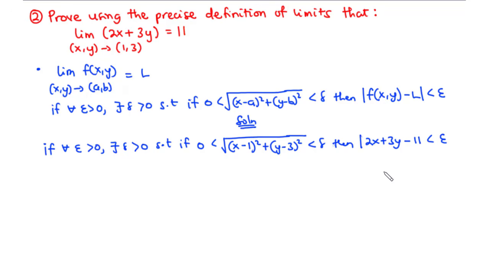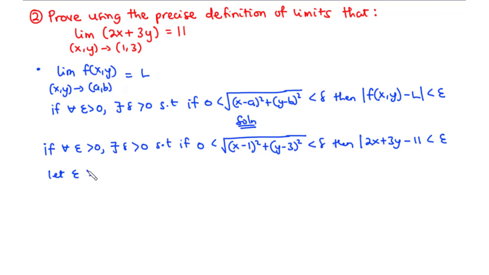So what we are going to do here is like we did in the previous example. We are going to find delta greater than 0 for all epsilon greater than 0, and then we move on to prove that the absolute value of f of xy minus L is indeed less than epsilon. So that's what we are going to do.